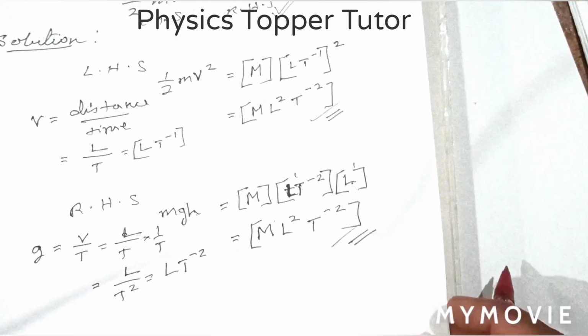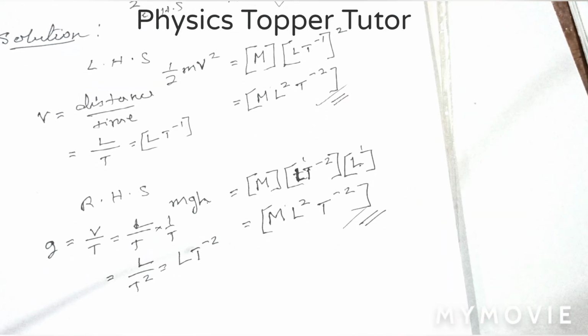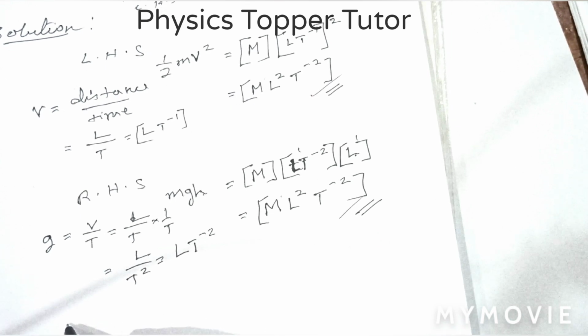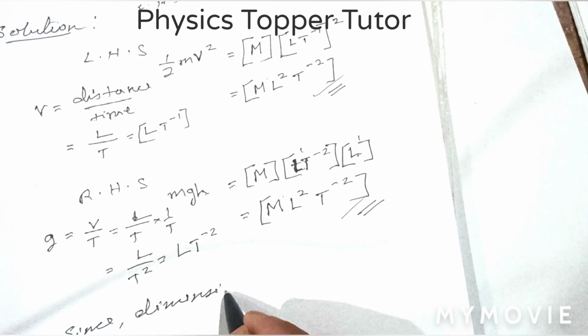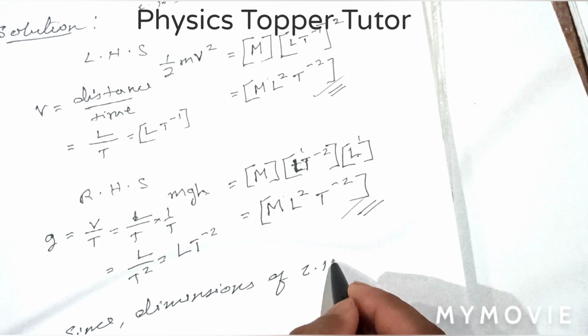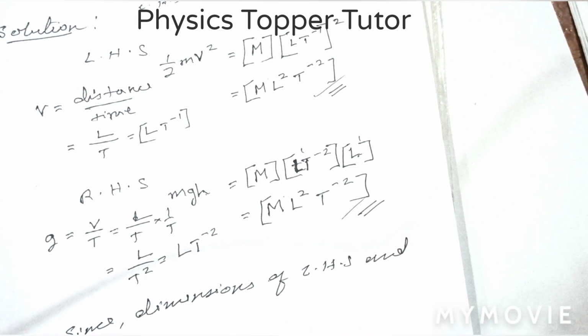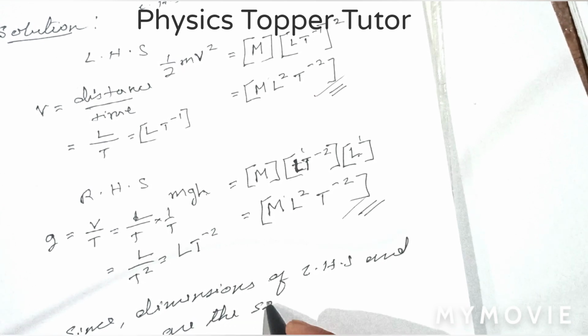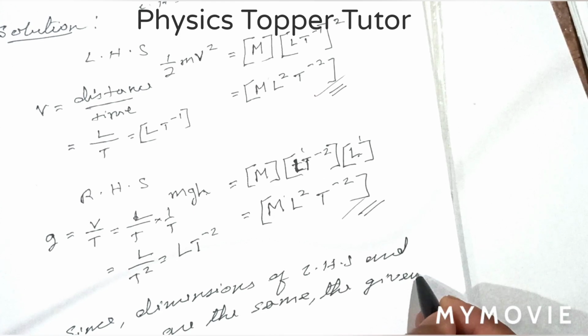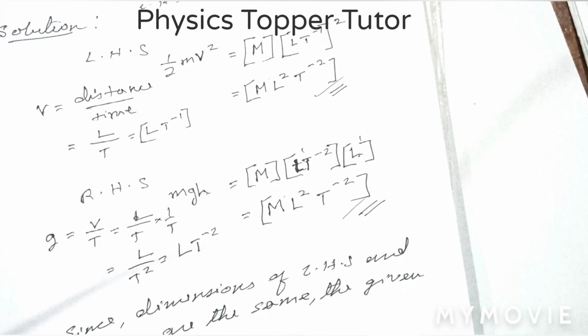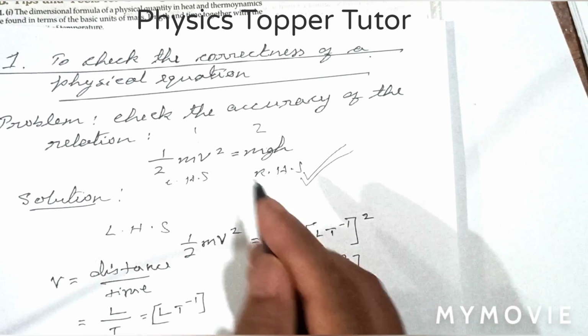So in the end, usually we have to write like this: since dimensions of left hand side and right hand side are the same, the given equation is correct. My handwriting is not so good. So this given equation is a correct one.